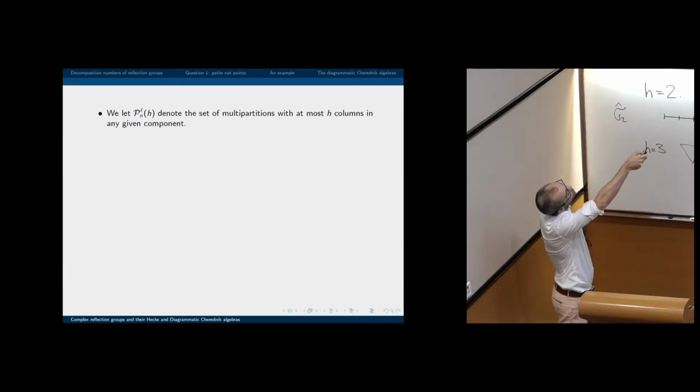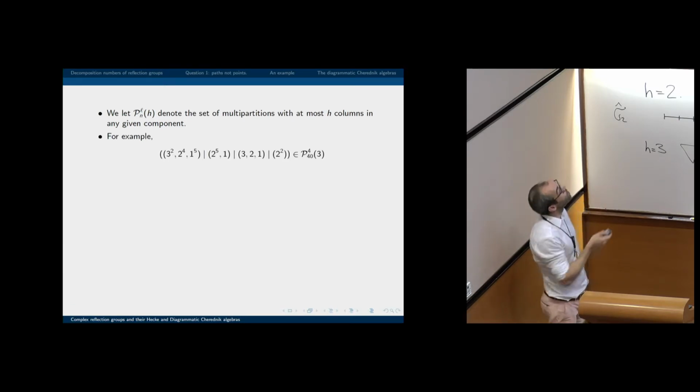So I'm going to let P(L,N,H) denote the set of multi-partitions now with at most H columns in each given component. So here, this guy, there are 40 boxes in this multi-partition, so P40. There are 4 components, 1, 2, 3, 4. There's the 4. And then I have at most 3 columns in any given component, right? So there's a 3 squared there. So the most columns this guy has is 3. So we can let H be 3 here.